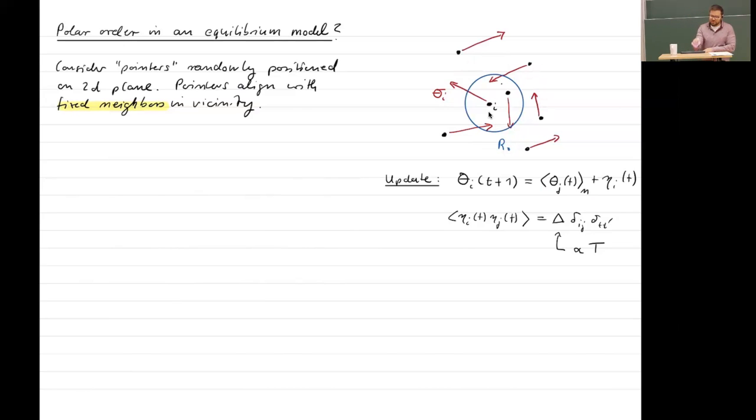The answer to this, think about the last slide, will depend on the strength of the noise, or the temperature. For delta equals 0, there's only interaction and nothing else that stops you from aligning. These pointers align in the same direction, so that's something we can expect. So what happens if we turn on the noise?